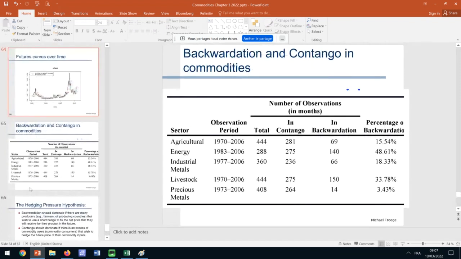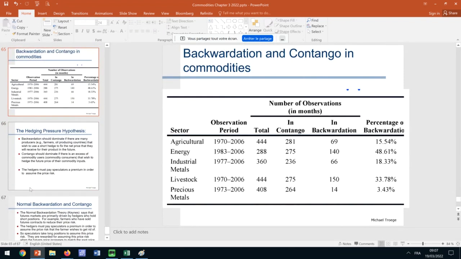And that's what you can see here. As I told you, my slides are not very well ordered. So these are the different types of commodities, and here you have the time during which the commodity in question is in backwardation. First of all, we see that, of course, contango is much more frequent than backwardation.